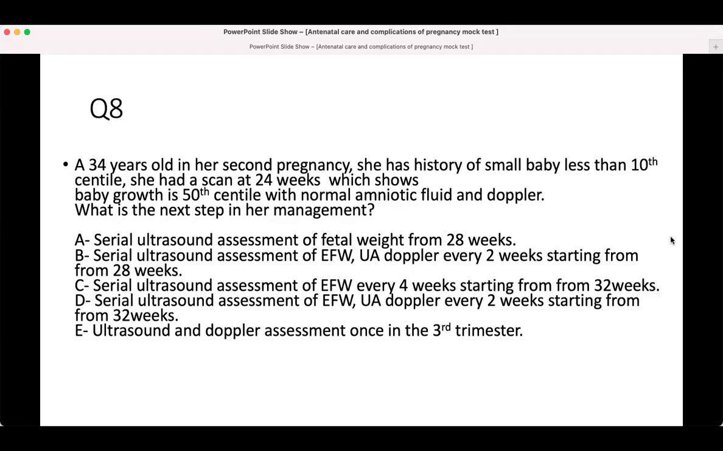Previous baby was small. And she had a scan at 24 weeks. Current baby is at the 50th centile, so the current baby is normal, with normal amniotic fluid and Doppler. So what is the next step in the management? We need to ask ourselves if she is a moderate risk or a high risk individual.